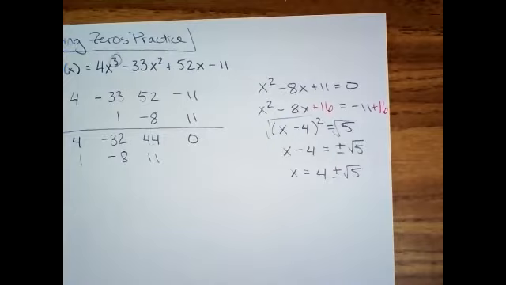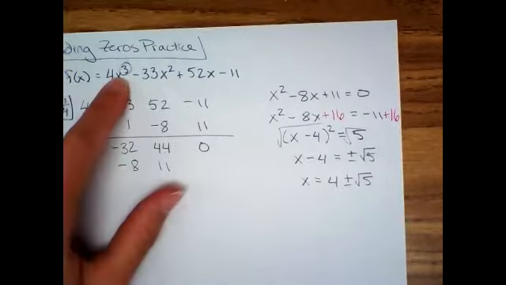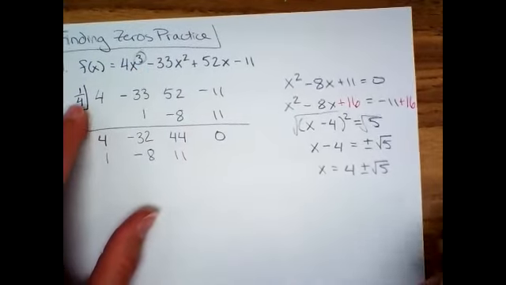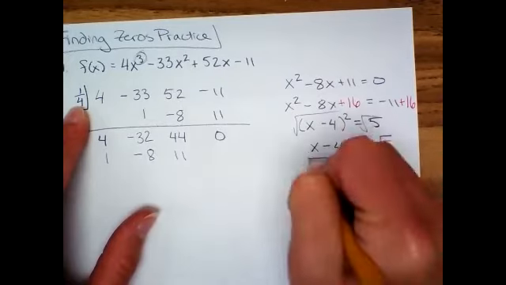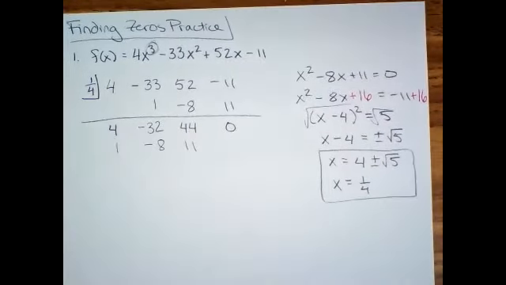Now, how many answers is that? That's 2, but we're supposed to have 3. So the other one is the 1/4. So you want to make sure you get the total of answers that you're supposed to have. Go ahead.